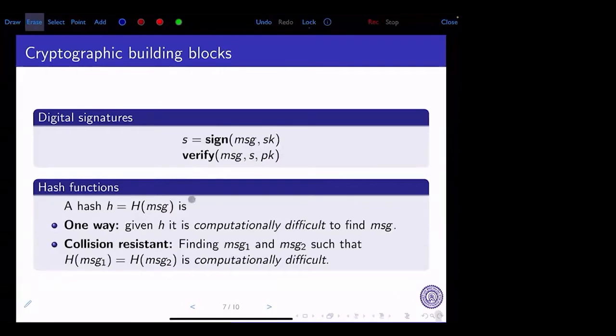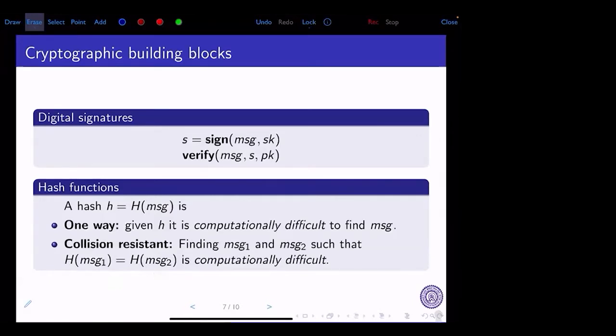So that's a standard notion of a digital signature. And the second notion that we require is a hash function. You've got a message, the hash function is H, and you get a small h, which is called a hash. A hash function is a one-way function, which means that it is easy to go from the message to the hash, but given the hash, it is almost impossible to construct the message. So you can go one way, you cannot invert the function. The second property follows from the first. It's called collision resistant, which is to say that finding two different messages, message one and message two, such that the hashes are the same, is computationally impossible.